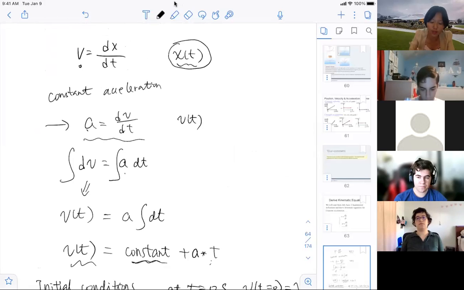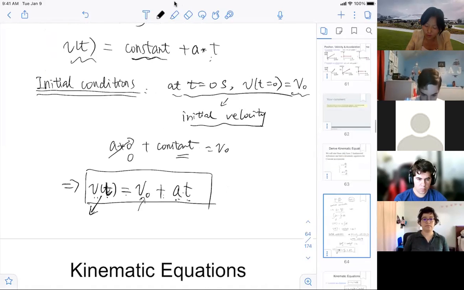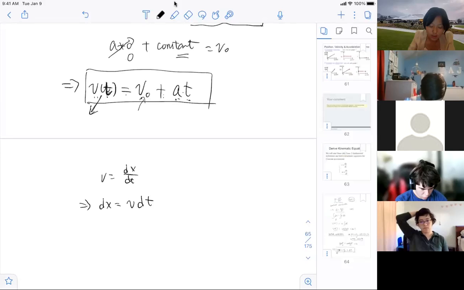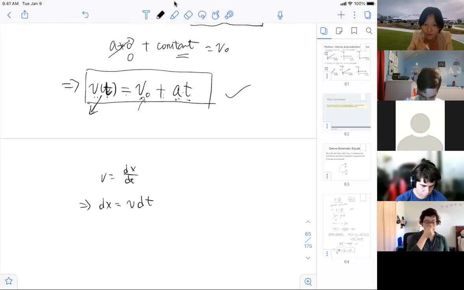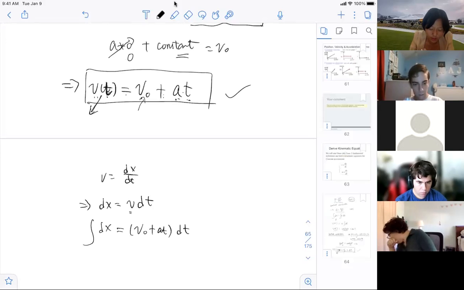I wanted to be able to find a formula for the position. And I will use this. So v is equal to dx/dt, so that means dx is equal to v times dt. Now v already has a function, so I'm going to use this function and plug it in. This is a generic v at any time, which is v naught plus a t, dt, right? So I'm going to integrate both sides.